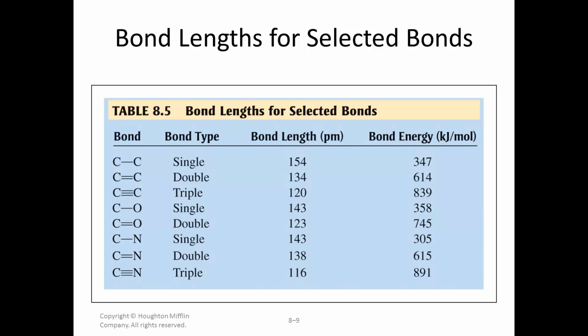We see the same phenomena with the carbon-oxygen bond. The carbon-oxygen single bond is longer and weaker than the carbon-oxygen double bond. The same trend holds for the carbon-nitrogen bond. The single bond is longer and weaker than the double bond between carbon and nitrogen, which is longer and weaker than the triple bond.